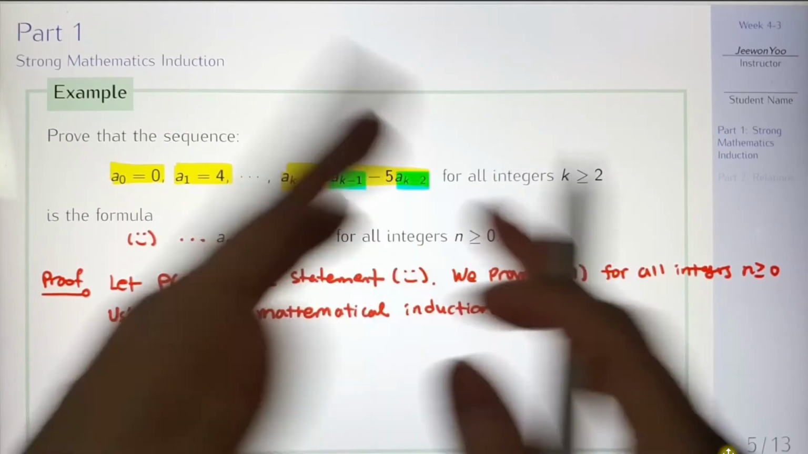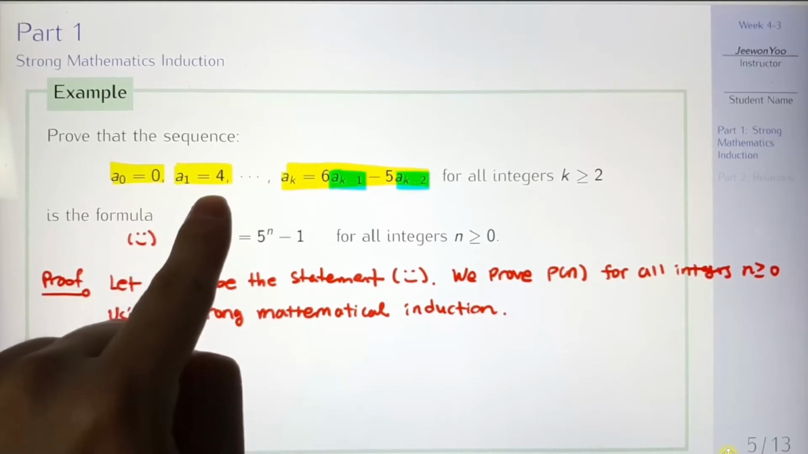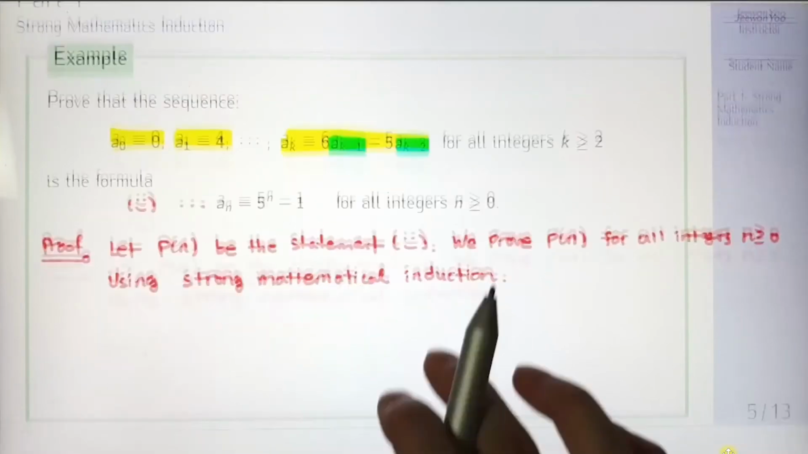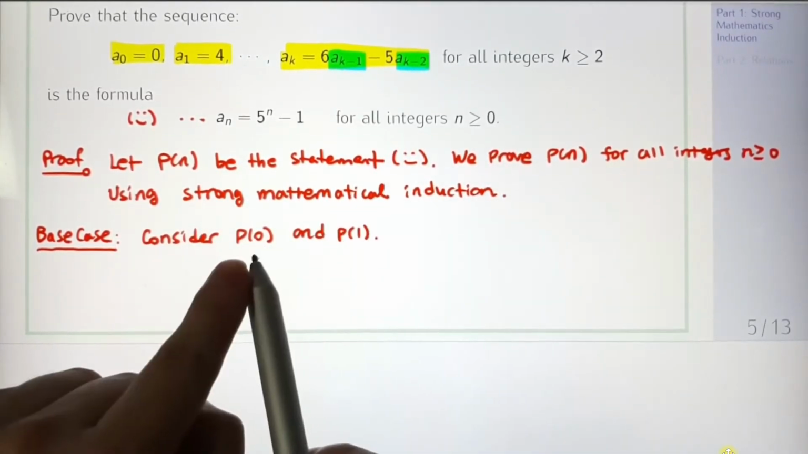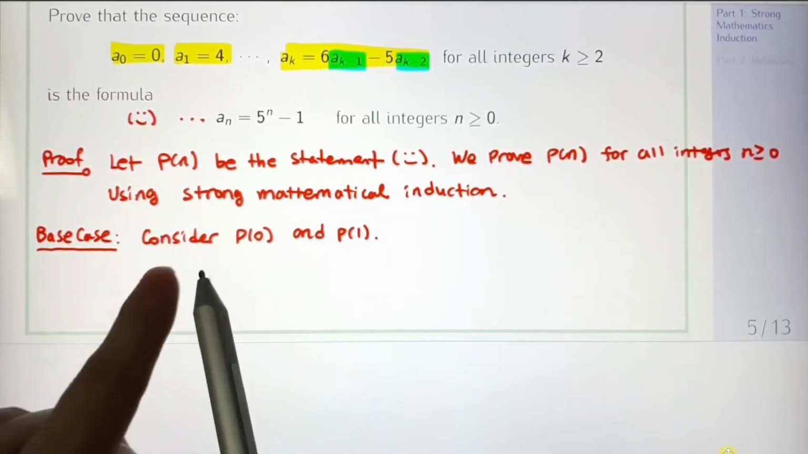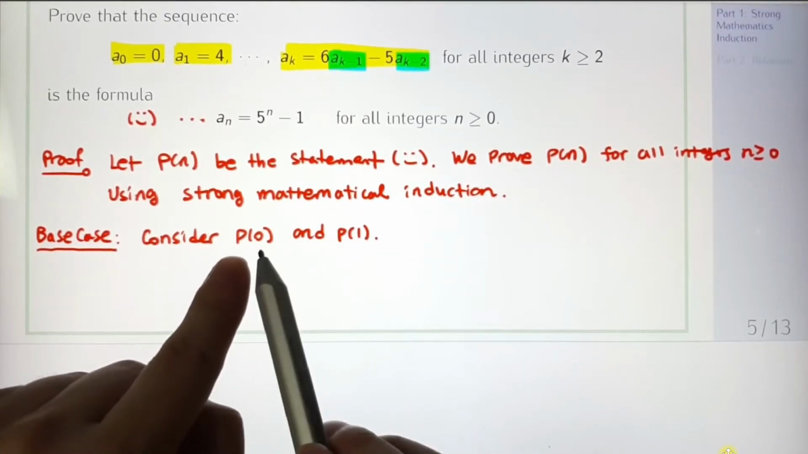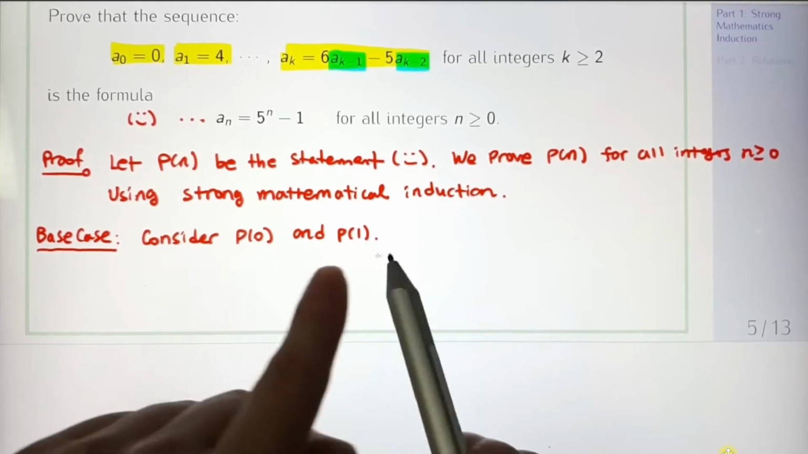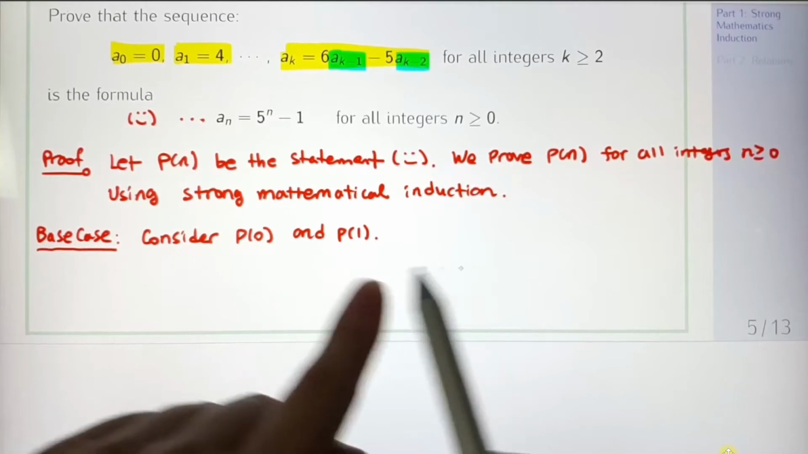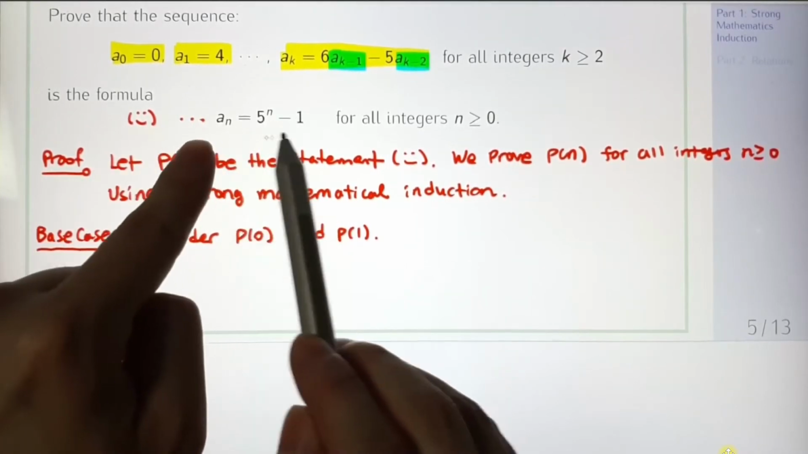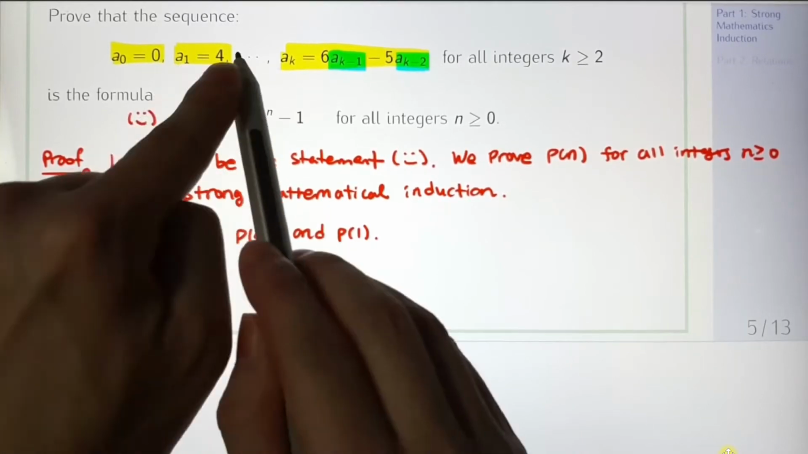So, as a base case, let's check the following: a_0 equal to 0, a_1 equal to 4 for the following formula here. Consider P of 0 and P of 1. We're going to compute the left-hand side of P of 0 and the right-hand side of P of 0, and see if they're equal to each other. We're going to do the same for the left-hand side and right-hand side of P of 1. We're going to use this formula, a_n equal to 5 to the n minus 1, but we're using the sequence from above.